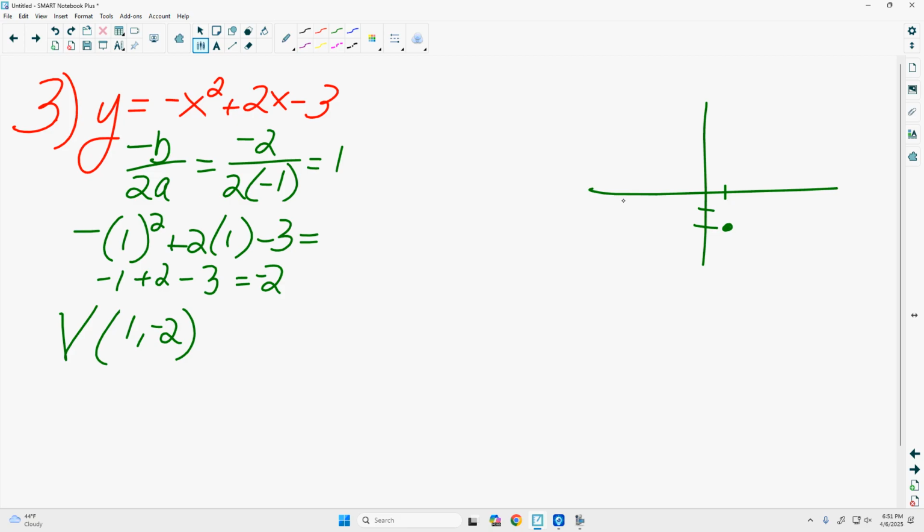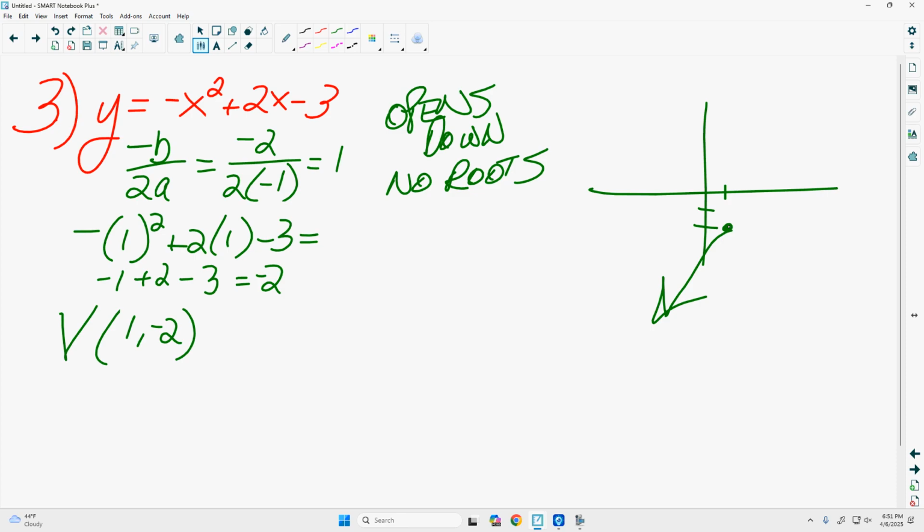Okay, what direction is this parabola going to open? Is it going to open up or down? It's going to open down. Which means no roots. Because the parabola is going to go like this, and it's going to go like this, so there's no zeros, there's no roots, okay? Up here where it crosses the x-axis, those are called the zeros or the solutions or the roots, aka the x-intercepts, right?